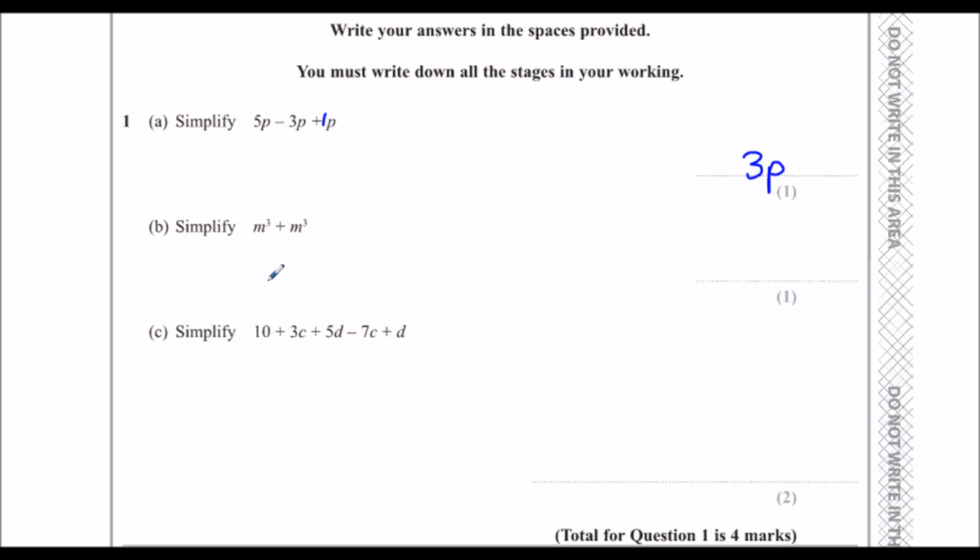Simplify m cubed plus m cubed. If you've got 1m cubed, and you add on another m cubed, you've got 2m cubed.